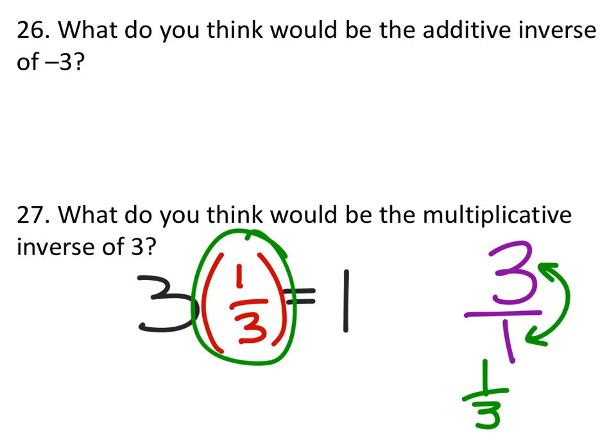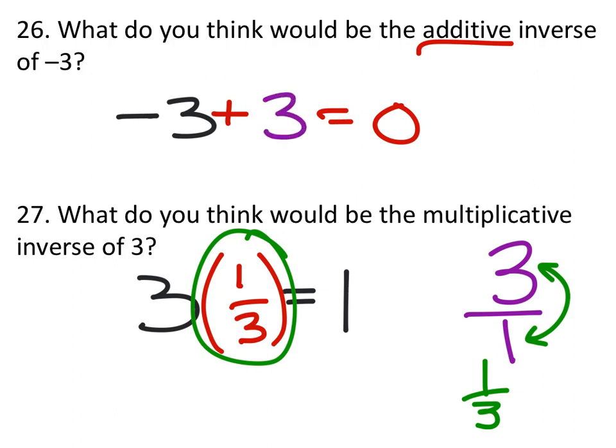What about 26? What do you think would be the additive inverse of negative 3? Let's write this out, negative 3. So now we're looking at additive inverse, so we need to add something to negative 3 to get 0. And to get that, all we need to do is add its opposite, which is 3. It's kind of like looking back in the first unit when we had 0 pairs. This kind of is a 0 pair.